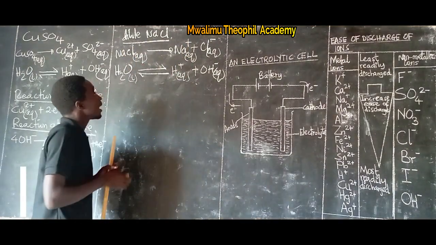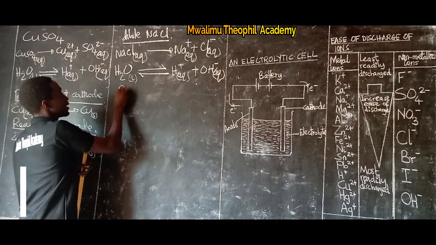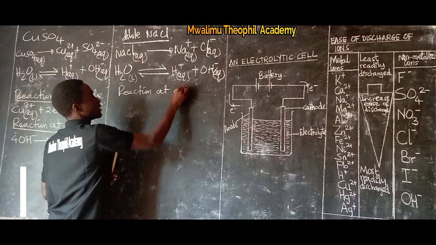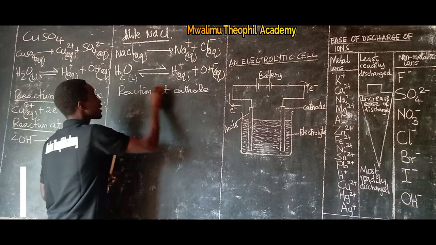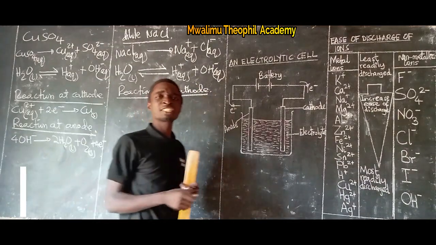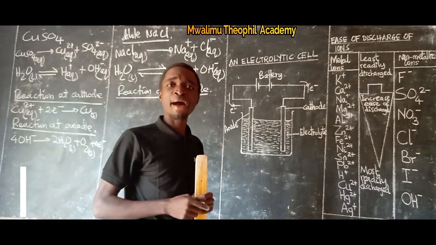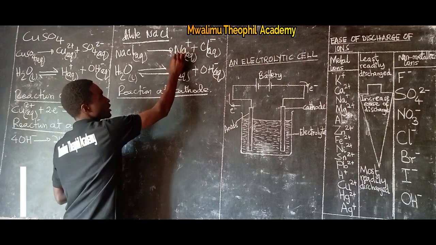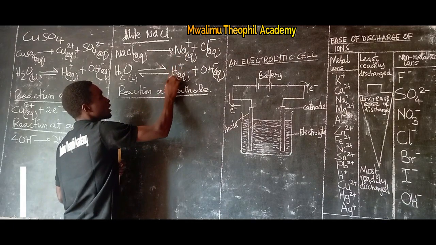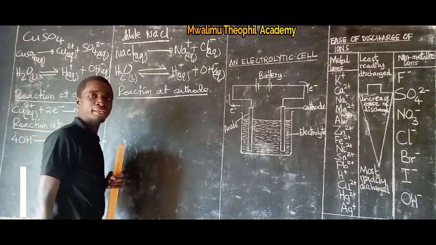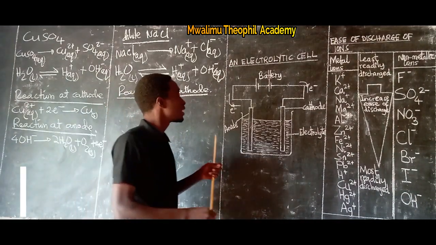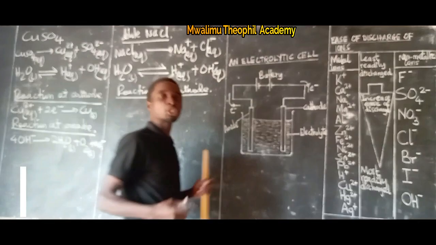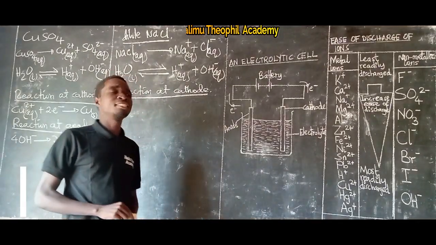So here now let us see the reaction at cathode. The reaction at cathode will involve the migration of positive ions, I mean cations. Now, the cations which we have are sodium ion and hydrogen proton. It means that the sodium ion and the hydrogen proton will migrate towards the cathode. Now, which one of the two will be discharged?